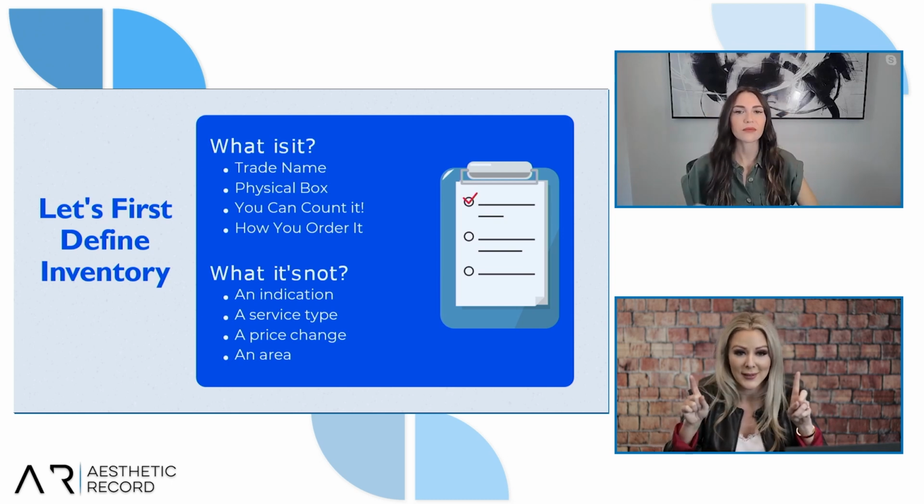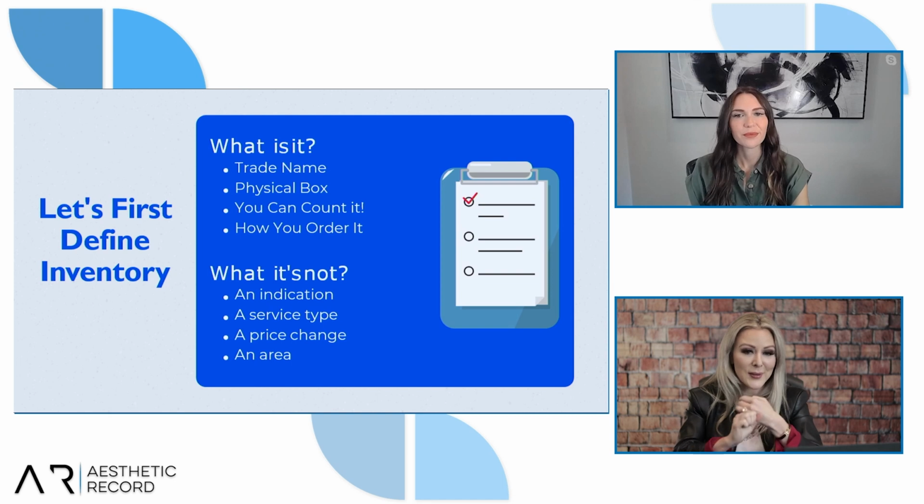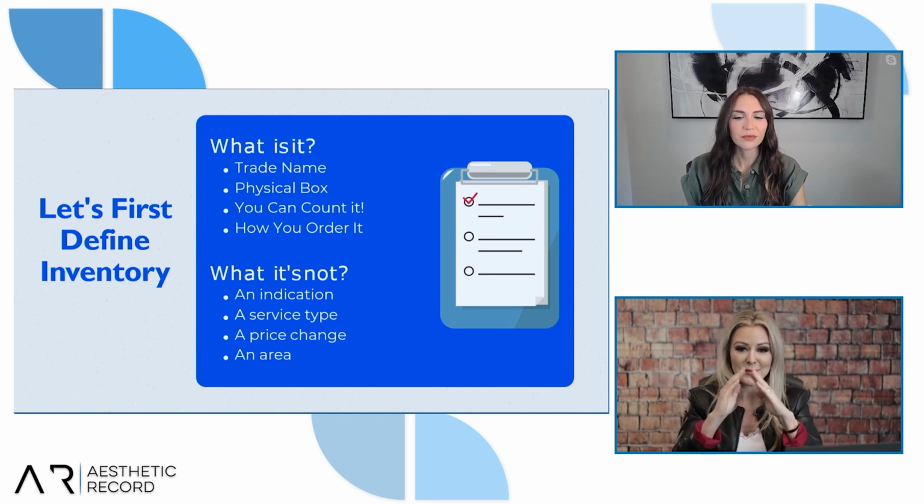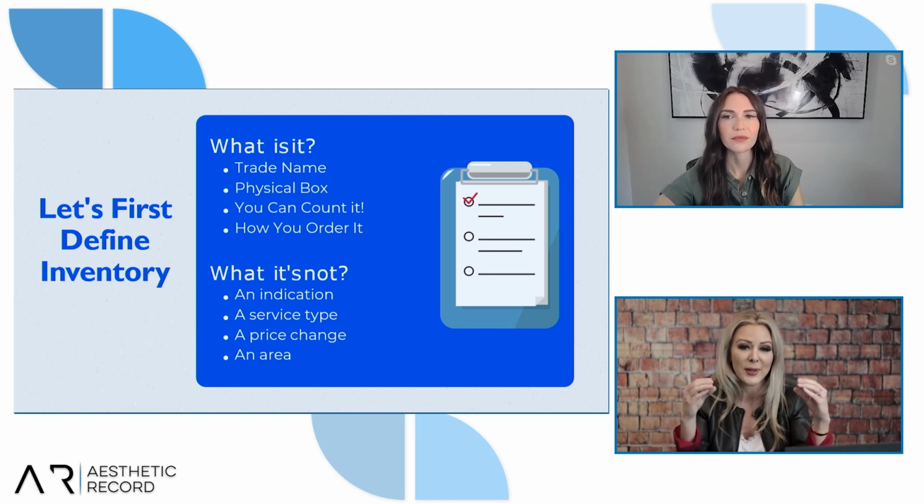What it's not is an indication. So if it's Wrestlin' L, for instance, it's not tear troughs. It's Wrestlin' L. It's not a service name. It's not a difference in price. So the Wrestlin' Kiss box or Wrestlin' L box is the same price in your inventory, no matter what happens to it, the same cost to company.